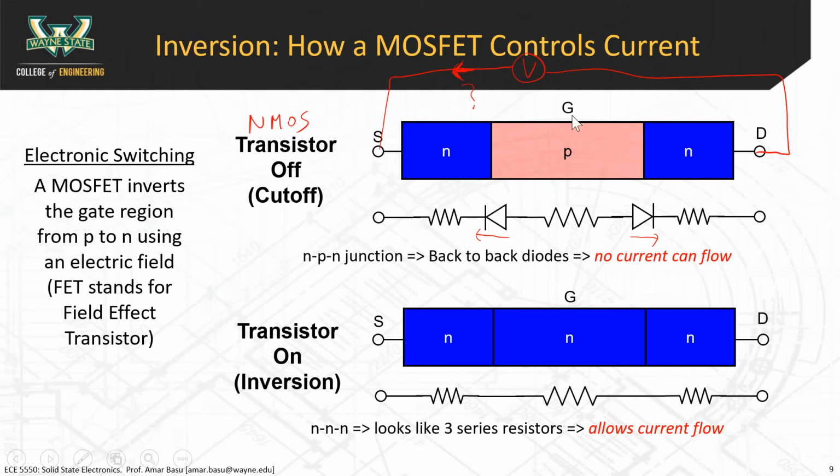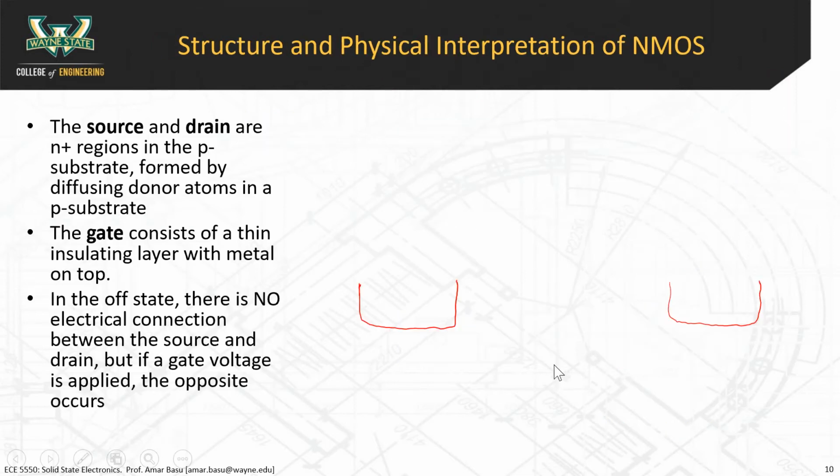And the question that we're going to focus on today is, how do we actually invert this gate region from a P-type to an N-type? That's why it's called a field effect transistor, because there's a field effect that switches this from P-type to N-type. And we're going to be talking about the energy band diagrams today, which describe that sort of operation.